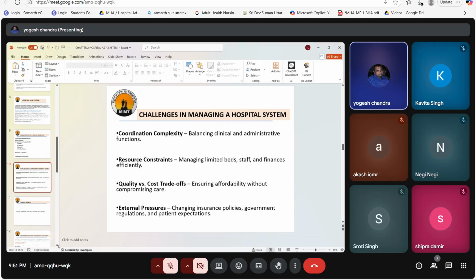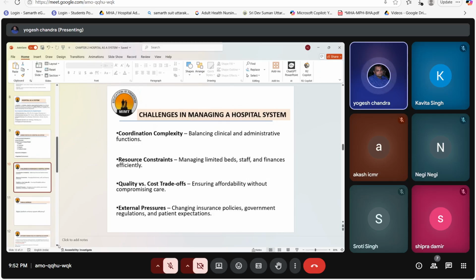Second, that is the resource constraint. In a hospital you always find this thing: no doctor, no manpower, this is not there, that is not there. This resource constraint you have to manage. That means with limited resources you have to optimize your functions. That is the big challenge for the administrator. You have limited resources, but you are still supposed to provide quality treatment to the patient.